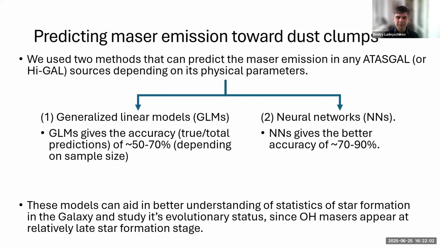GLMs give an accuracy of 50–70% of prediction, and neural networks give much higher accuracy of 70–90%. So what can we do with such models? If we have such a model, we can say approximately how many masers are in the galaxy, and maybe create some target list for further OH maser targeted surveys, or compare with blind surveys that will soon come out.